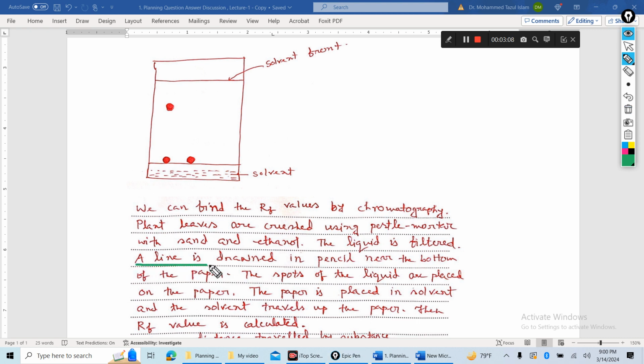Then a line is drawn in pencil near the bottom of the paper. The spots of the liquid are placed on the paper, on the pencil line. One spot, two spots are placed on the line.